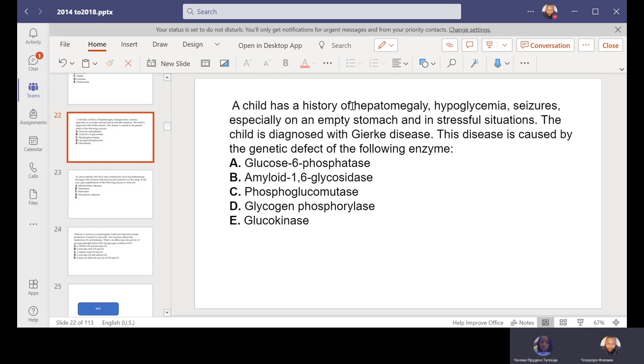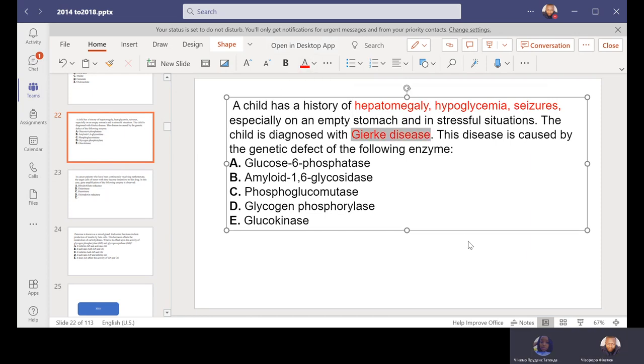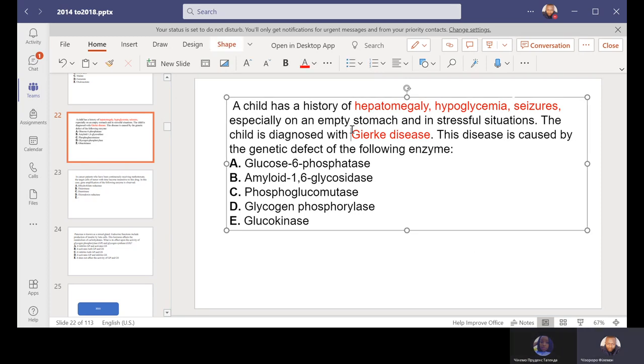A child has a triad of hepatomegaly, hypoglycemia, seizures, especially on an empty stomach and in stressful situations. The child is diagnosed with von Gierke disease. This disease is caused by a genetic defect of the following enzyme, glucose-6-phosphatase. All right, so here's the thing, right? In this question you are being told that the full name is von Gierke.